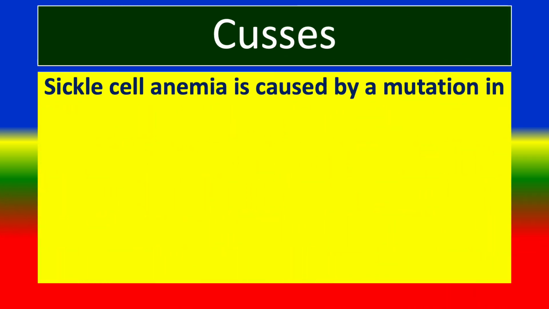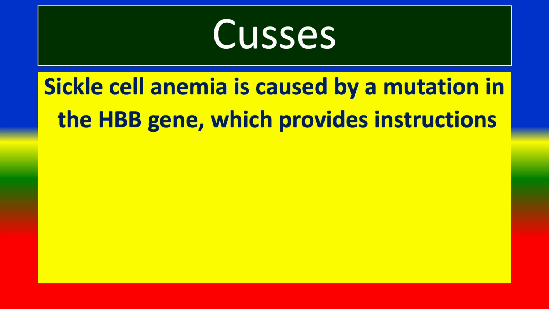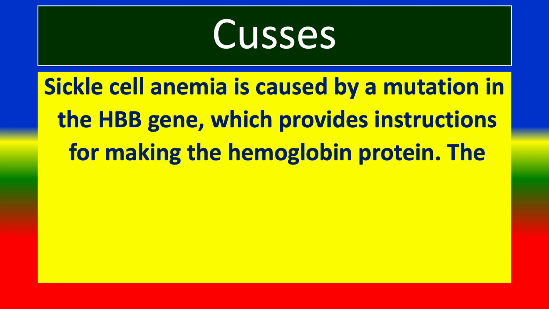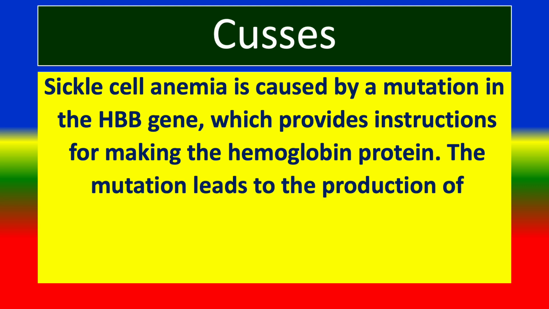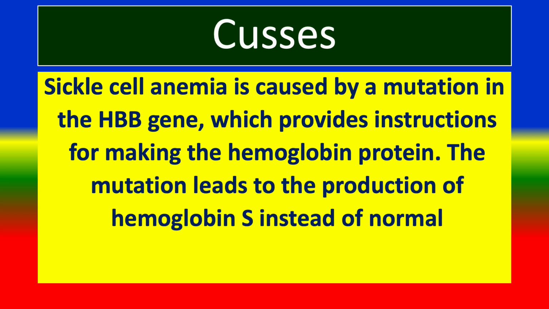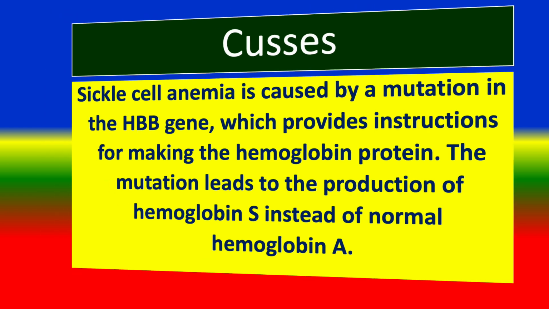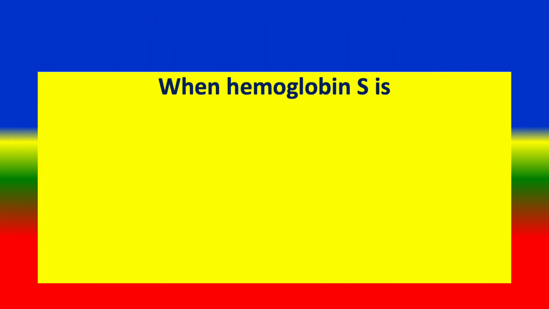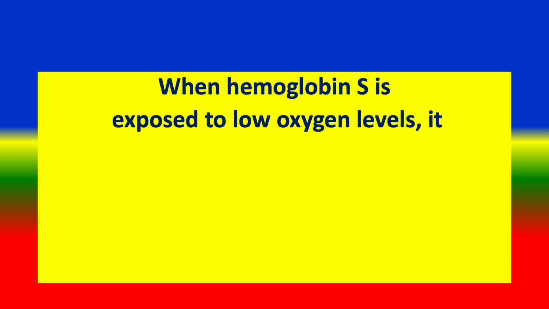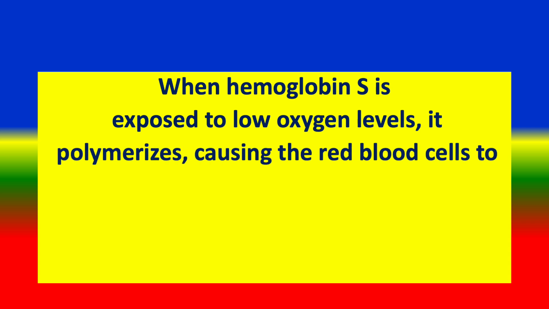Causes. It is caused by a mutation in the HBB gene, which provides instructions for making the hemoglobin protein. The mutation leads to production of hemoglobin S instead of normal hemoglobin A. When hemoglobin S is exposed to low oxygen levels, it polymerizes, causing the red blood cells to take on a sickle shape.